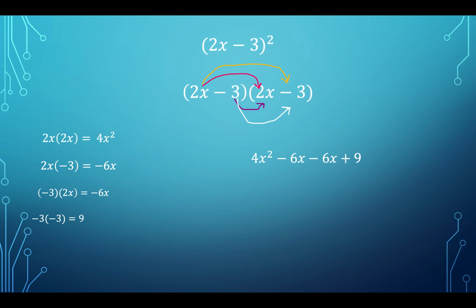Are we done simplifying? No, not yet. What can we combine? Negative 6x minus 6x. That will give us negative 12x. So our final answer would be 4x squared minus 12x plus 9.